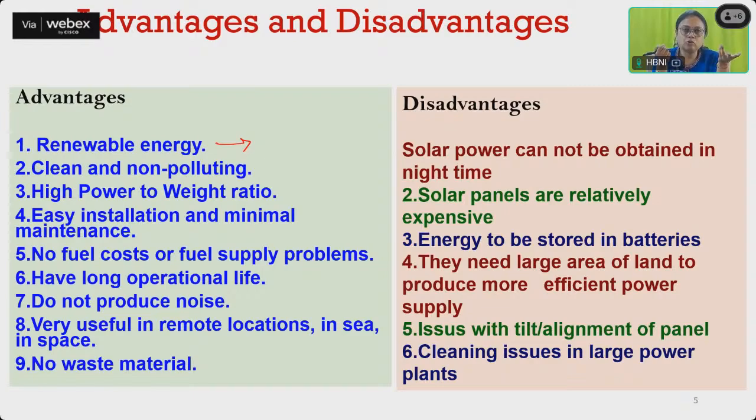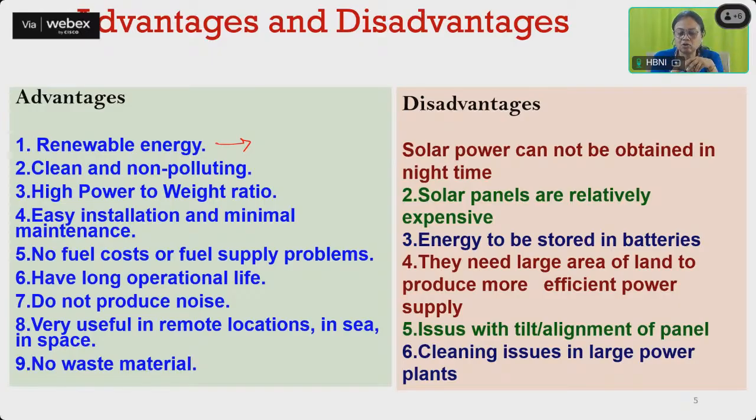Easy installation, and you don't require maintenance after installation either. You just have to clean it. It can work with no fuel cost or fuel supply problem. You don't have to give any input to it. The input is the sun. Then you have long operation life. It does not produce any noise, it can be used in remote locations, at sea and in space, and there is no waste material coming out of it. Because of these advantages, the energy for our space missions comes from photovoltaic cells; solar energy is used.